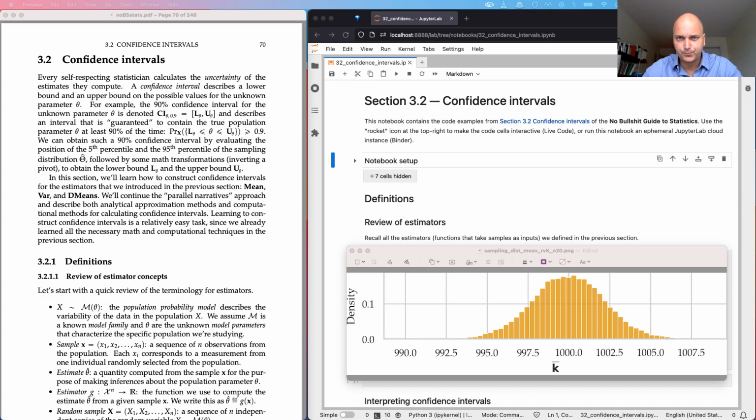Hello everyone. I wanted to take a few minutes to give you a walkthrough of the confidence interval section so you know what kind of stuff we're dealing with.